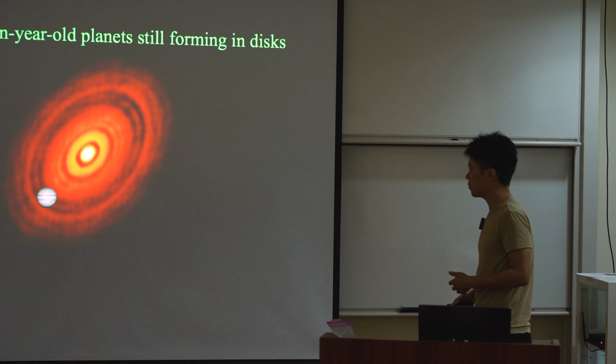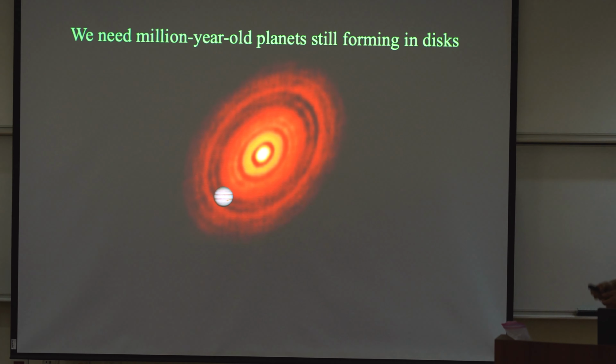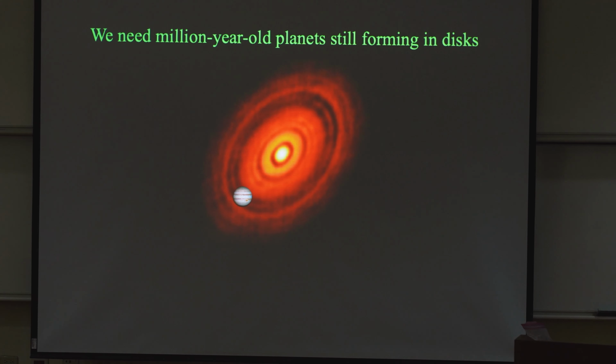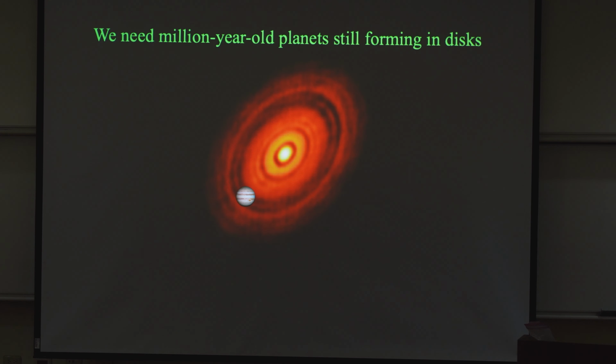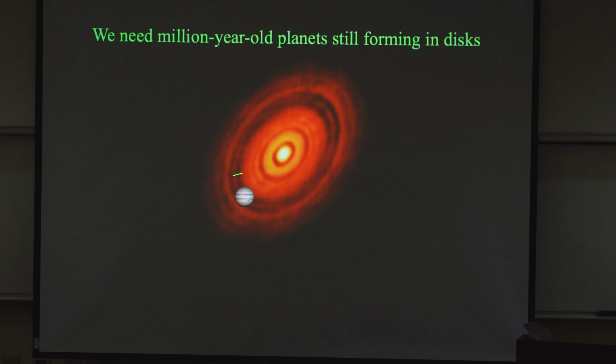To test planet formation models, ideally we hope to find planets that are still forming in disks. These planets can directly provide fundamental properties or parameters in planet formation, such as the location, the time scale, and the local environment. But unfortunately, directly finding planets in protoplanetary disks is very difficult.